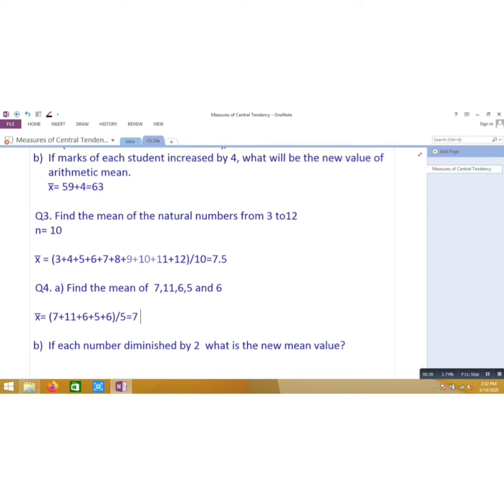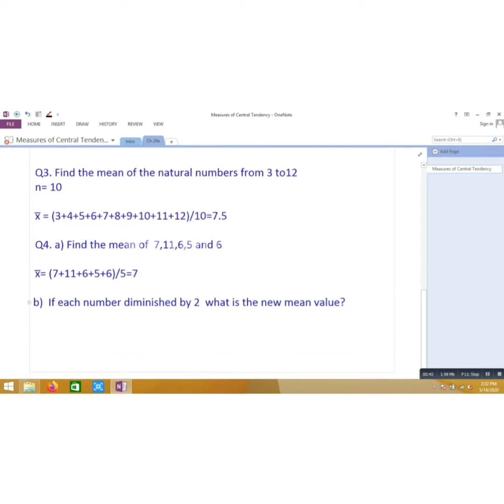The answer is 7. Second part of the question, if each number is diminished by 2, what is the new mean value? Diminish meaning we need to minus 2. Here again, this is a keyword. So the new mean is going to be 7 minus 2, that is 5.